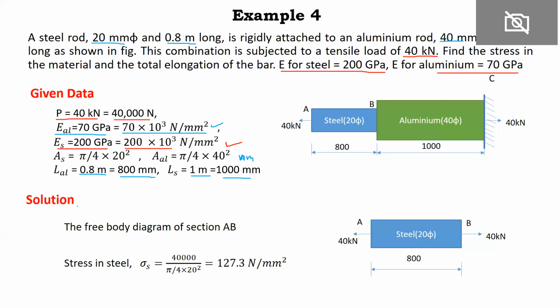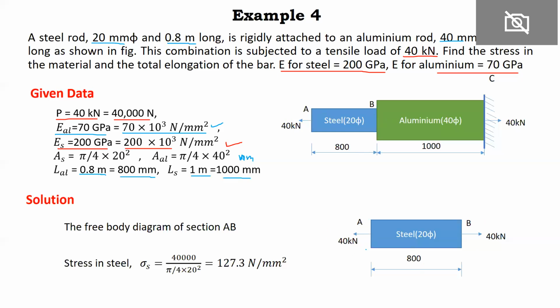For getting the solution, first of all, you write the free body diagram for the first section. This section is subjected to 40 kilonewton. The force acting on this member is in this direction. We are assuming this is rigid in nature, so there is a resistance to deformation which acts in the opposite direction. That's why 40 kilonewton is written. The rest of the parameters were written here.